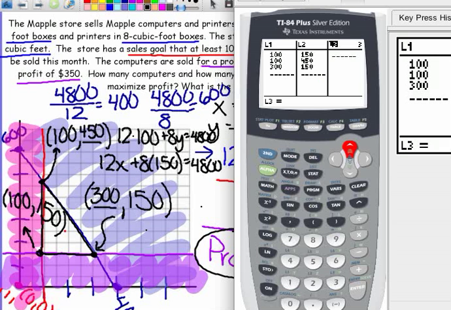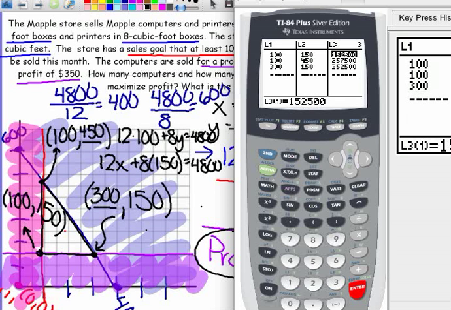So we're almost done here, so hang in here. Go all the way up so that your cursor is on the name of list 3. Take 1,000 times list 1, plus 350 times list 2, and hit enter. Here are all our profits.